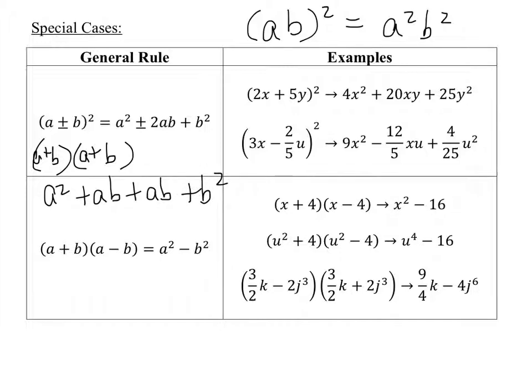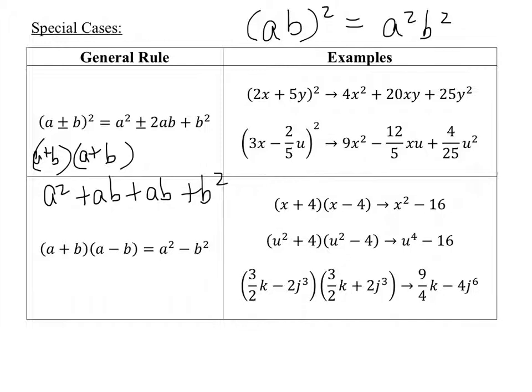So you get that same middle term twice, which is what you're seeing in the rule there. So you get a squared plus or minus, depending on what it was, okay? Double ab, because you have two of these. And then even if b is negative, you're squaring it, so this is always going to be positive.